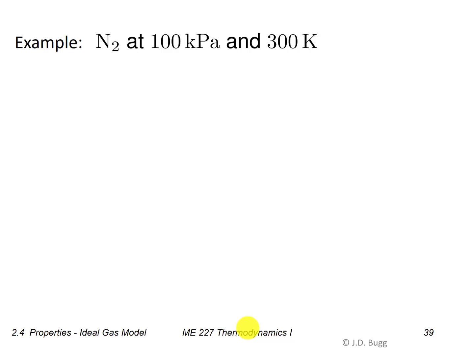Let's say we have nitrogen at 100 kPa and 300 Kelvin. So just a couple of things about those conditions before we actually look at the numbers. First of all, nitrogen, of course, is the most common component of air. So to a first approximation, we're talking about air here. Air, of course, is actually a mixture of nitrogen and oxygen and a few trace elements, but to a first approximation, this is air.